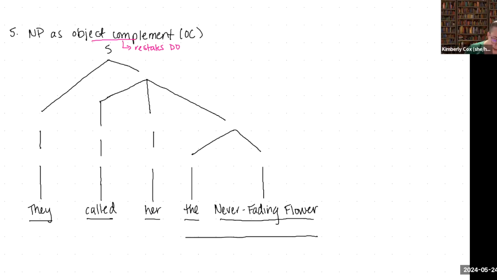All right, so once again, let's talk about our forms. "They" is a pronoun, so it's a noun phrase on its own. "Called" is a verb, so it's a verb phrase. "Her," here, right, we could say "her ball," and it would be a possessive pronoun, but it's not followed by a noun here.